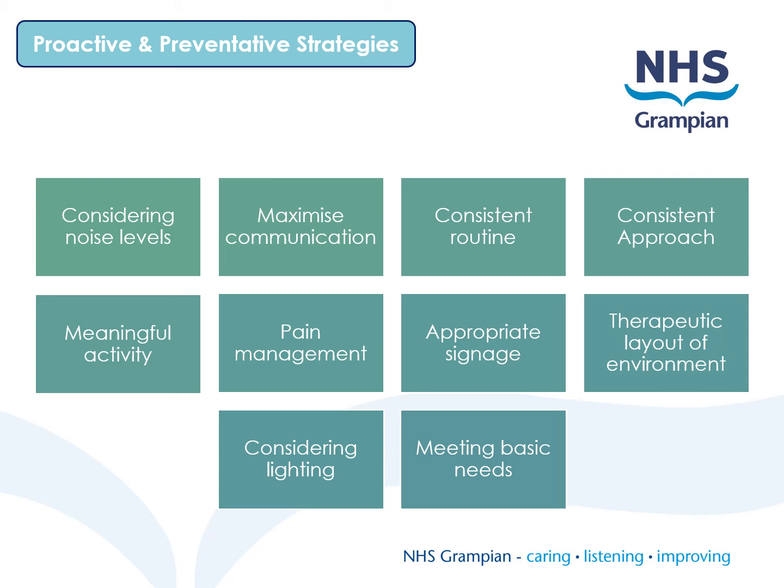We also want to consider lighting. We know that dementia can cause changes to a person's sight and vision. They may need additional lighting in certain areas where those of us who don't have dementia can see fine. We also want to ensure that the person's basic needs are being met. Are they hungry, thirsty, or require the bathroom?